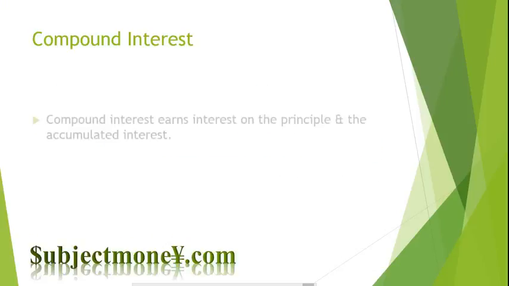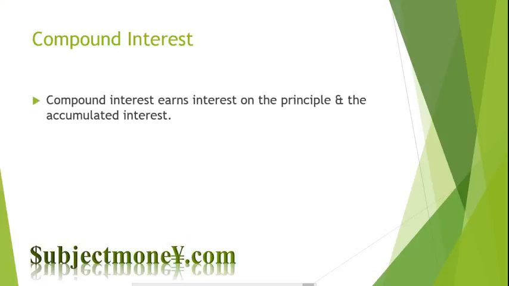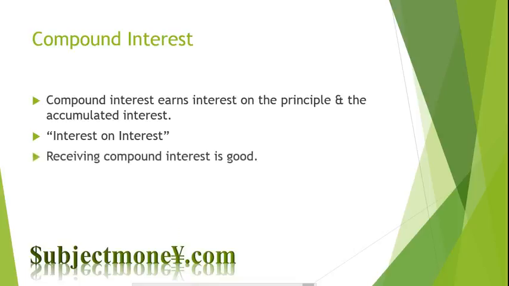Compound interest is a type of interest that is calculated on the principal and the accumulated interest. Compound interest is basically interest on interest, and is therefore the kind of interest that you would want to receive in an investment, but not the kind of interest that you would want to pay.